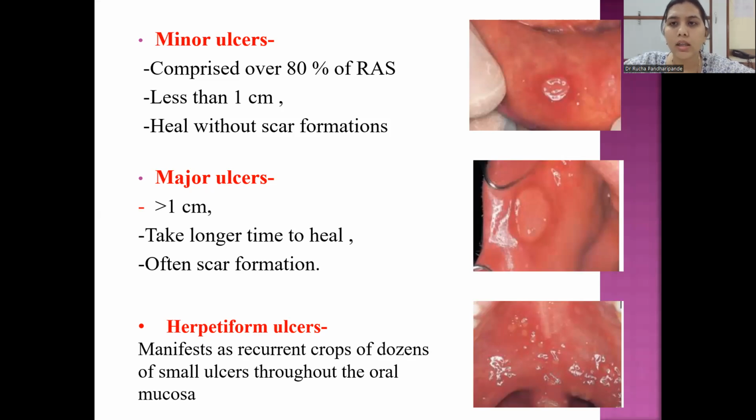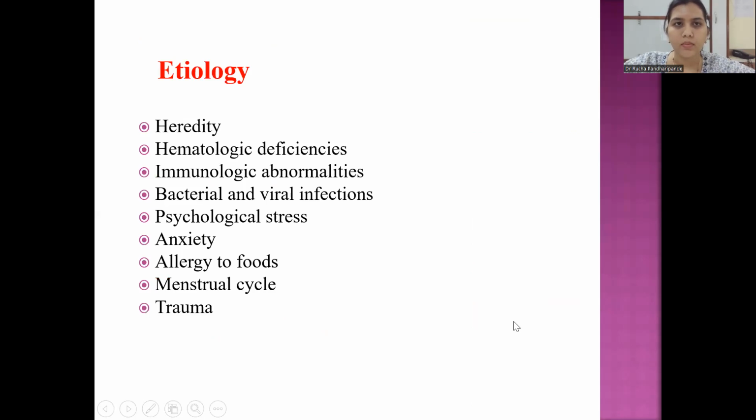These are the three clinical pictures. The first one is the minor ulcer, which is less than 1 centimeter. This bigger one, more than 1 centimeter, is the major aphthous ulcer. And this is the herpetiform ulcers, where small crops and dozens of small ulcers are seen on the oral mucosa.